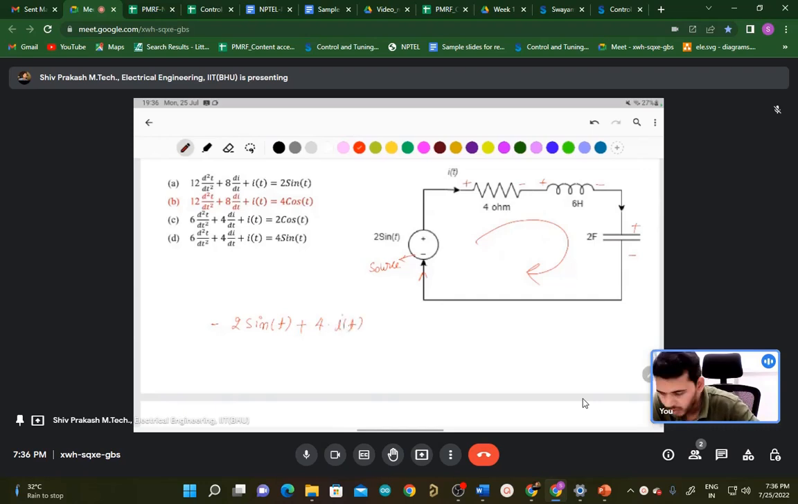For the inductor, we know L di/dt is the voltage. Then we take L equal to 6, so 6 di/dt. For the capacitor, you know the integration of i dt is equal to Vc. And apply here Vc is equal to 1 by C, C is equal to 2 farad, integration of i dt.